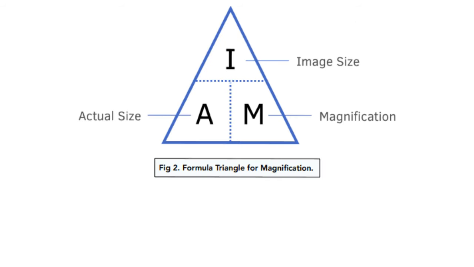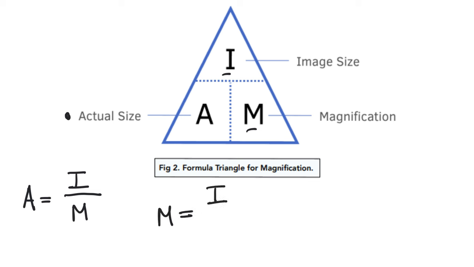So, how do we actually calculate the magnification, and how do we calculate the actual size, etc.? Well, we've got this beautiful little pyramid over here, and this pyramid is going to tell us how to structure the formula to solve the missing value. So let me explain what that means. If I am looking for the actual size of something, I'm going to say A equals I over M, or image size over magnification. If, however, I am looking for magnification, on the other hand, I would go M equals I over A.